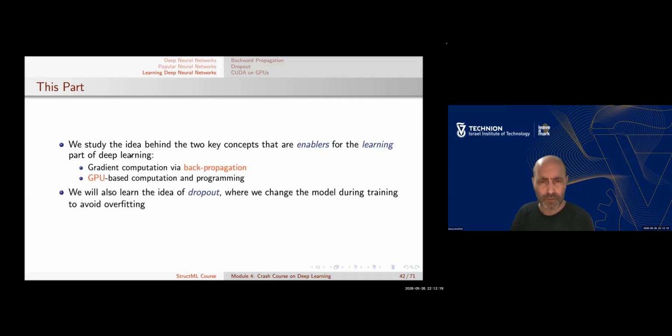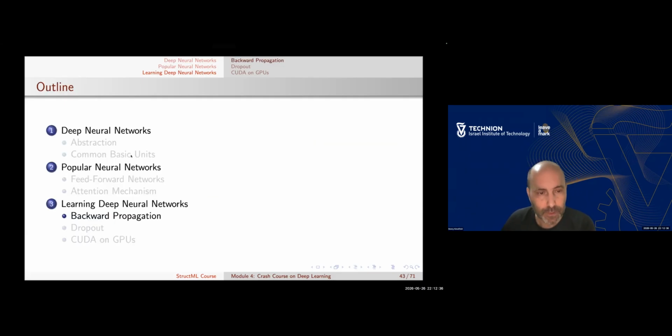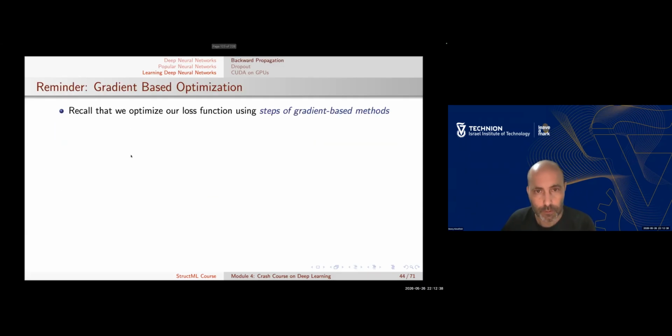We'll also look at this technique of dropout, which is not as common as the other two, but it's interesting in the sense that it has this aspect of changing the model during training, just for training, to avoid overfitting. So we're going to talk about that. Let us begin with backward propagation.